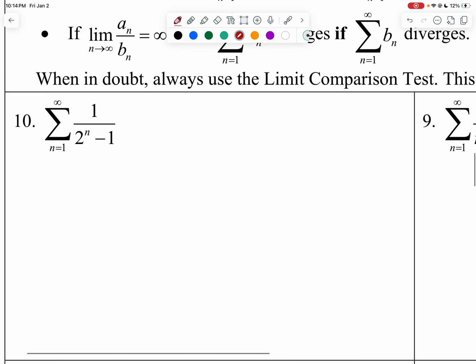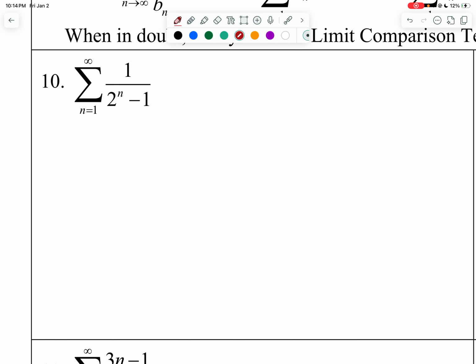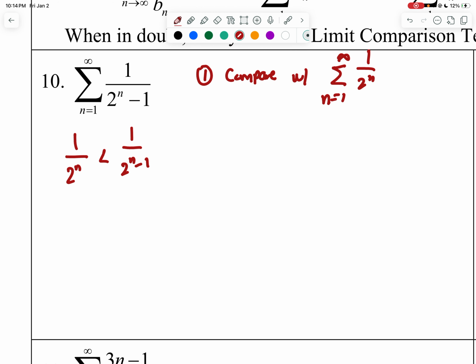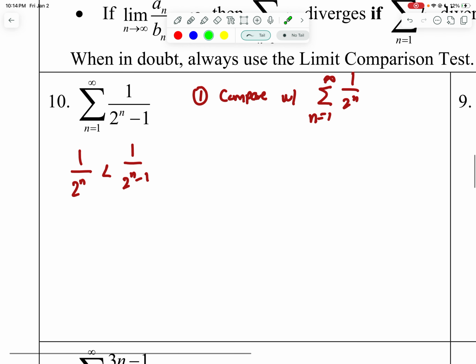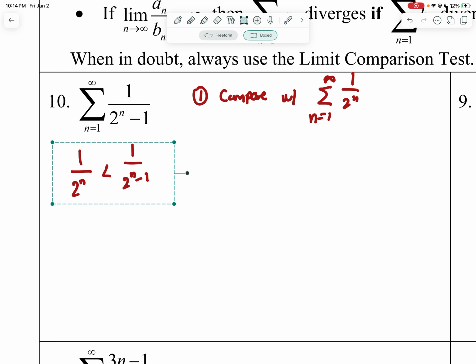All right. So we're going to look at number 10 here, and we're going to start off very easy in terms of looking at the comparison here. So here's why we can't use direct comparison for number 10. If I were to compare this with 1 over 2 to the n, we are going to see that 1 over 2 to the n is less than 1 over 2 to the n minus 1. But once again, we don't have a way for us to look at that in terms of the convergent series on the left side. So that's why you have to use the limit comparison test.